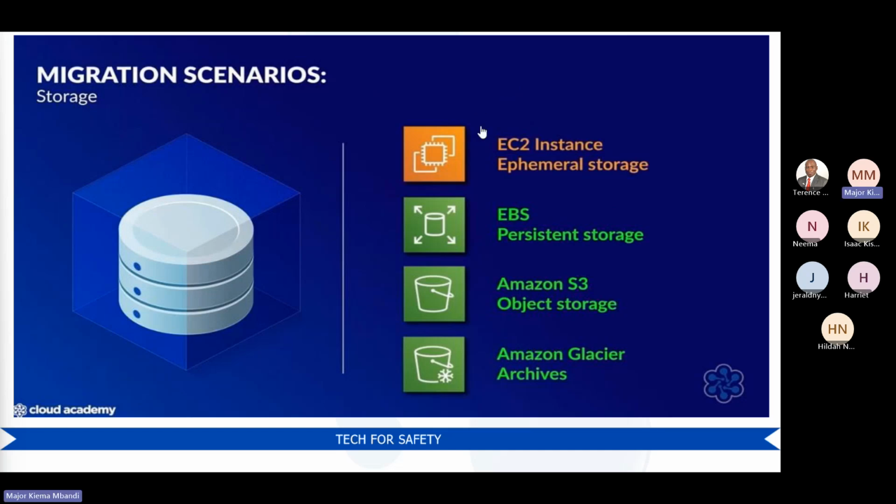So what are the migration scenarios? You can migrate to your EC2 instance, with ephemeral storage or EBS for persistent volume. But you see, this is grayed out because it's not highly recommended. Then you can also migrate to Amazon S3 object storage, and you can make use of Amazon Glacier for data archiving.